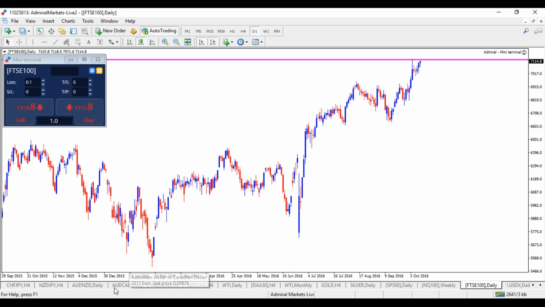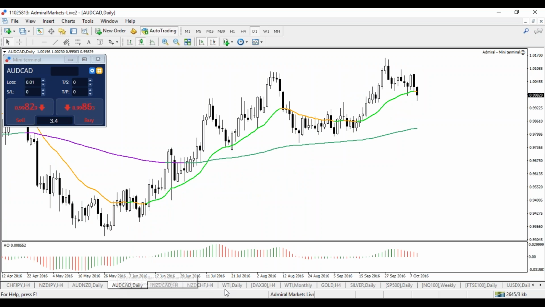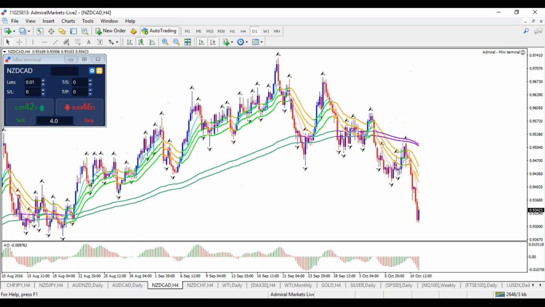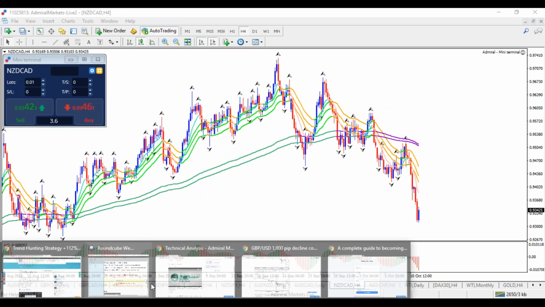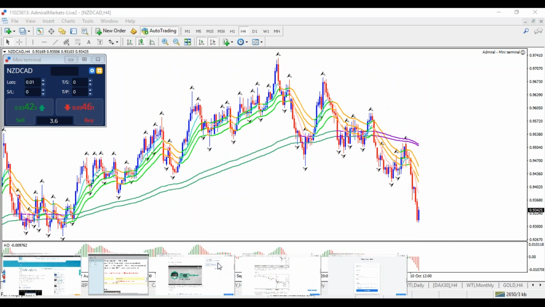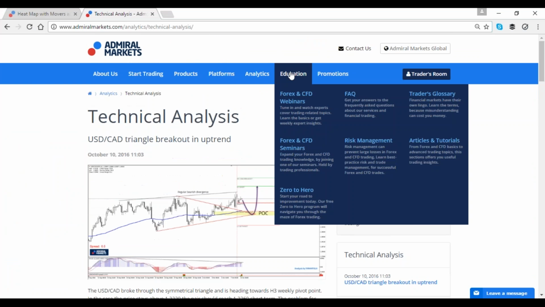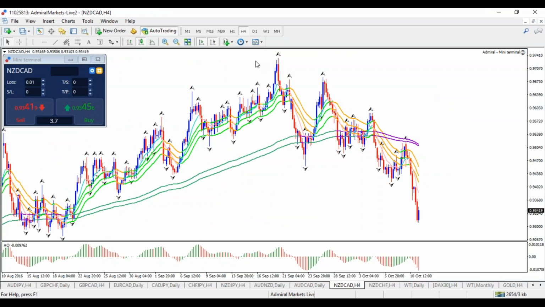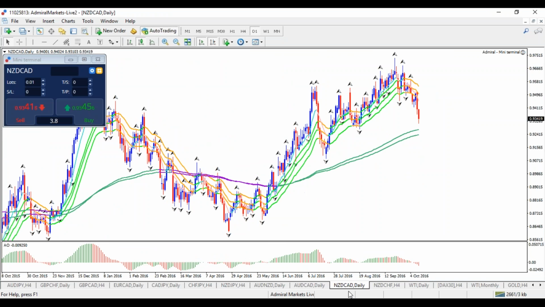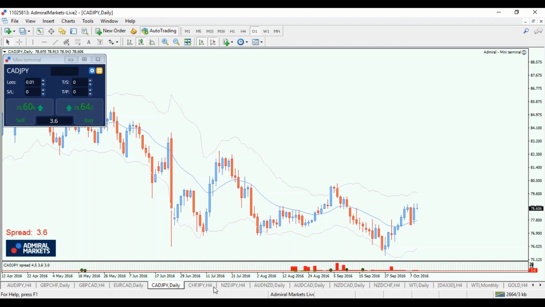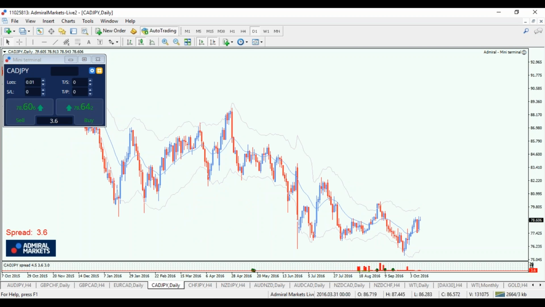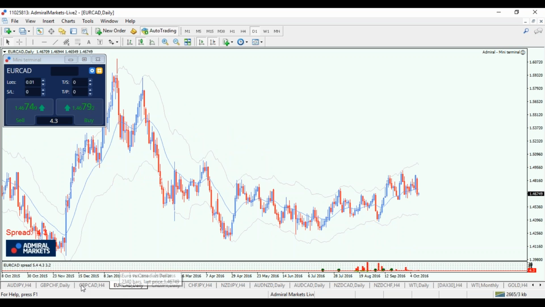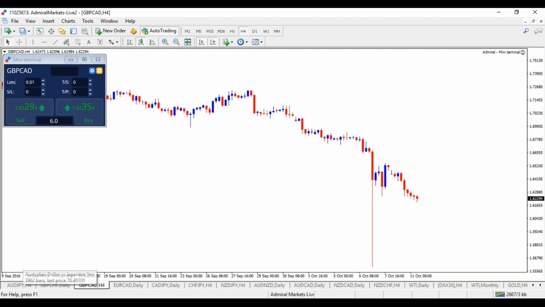Just a quick look at some CADs here because the CAD was moving a lot on the, what's it called again? The one second. The heat map. Not sure why.